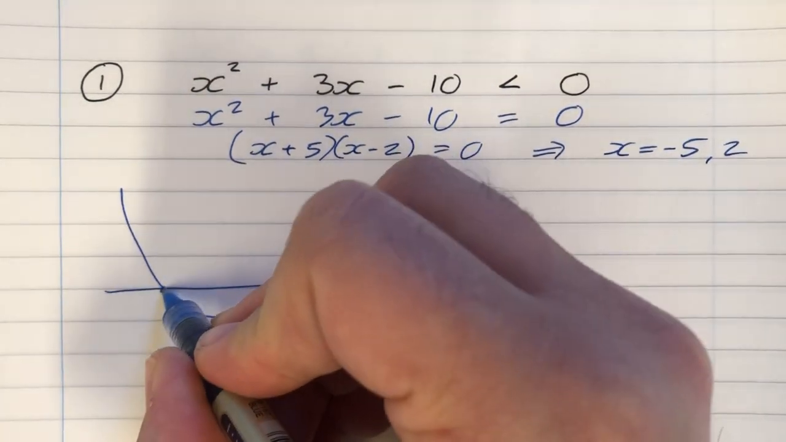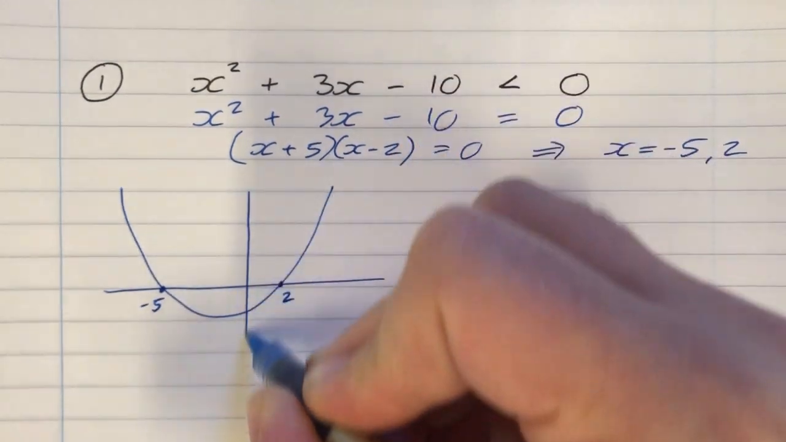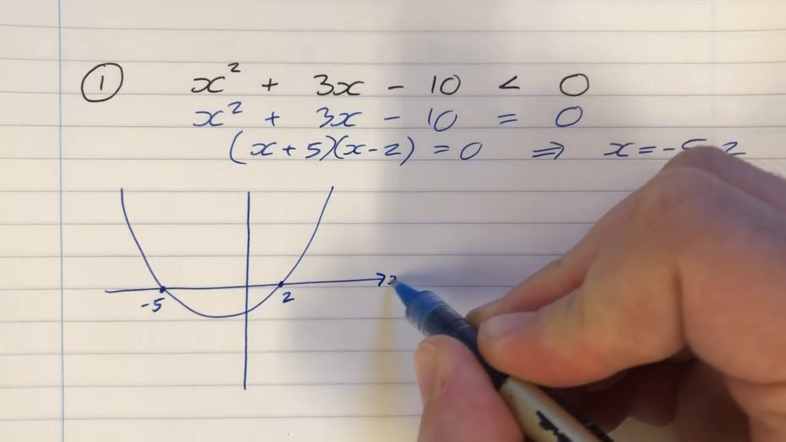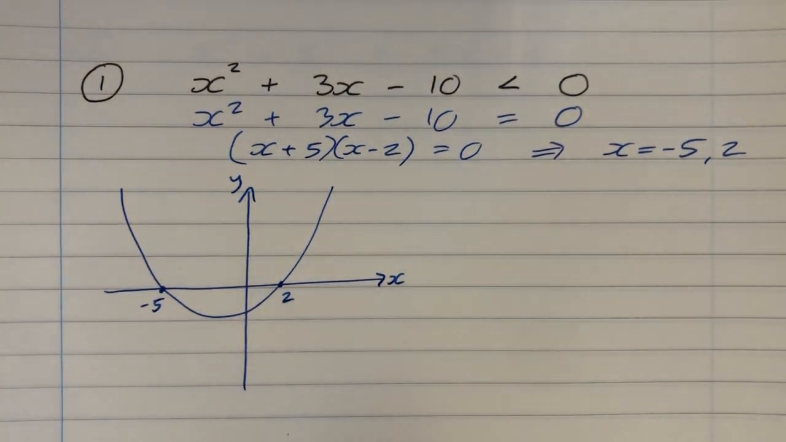Quick sketch of this quadratic then. There's my x-axis. It's going to cross at minus 5 over there, and it's going to cross at 2 there. My y-axis is going to be about there. It's a sketch, so it doesn't really matter exactly what it looks like, as long as you've got the general shape with the roots.